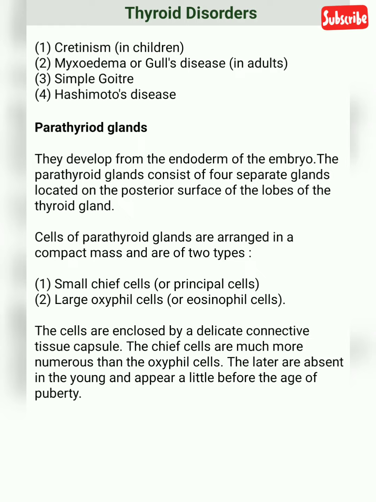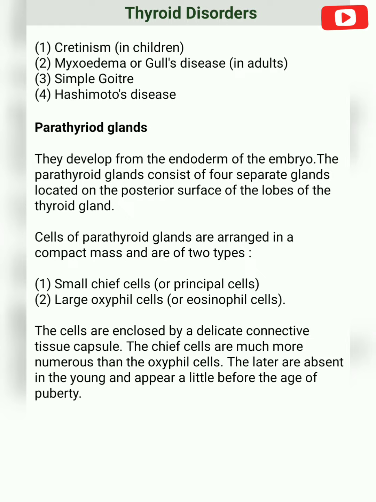Parathyroid glands. They develop from the endoderm of the embryo. The parathyroid glands consist of 4 separate glands located on the posterior surface of the lobes of the thyroid gland. Cells of parathyroid glands are arranged in a compact mass and are of 2 types. 1. Small chief cells, or principal cells. 2. Large oxyphil cells, or eosinophil cells.